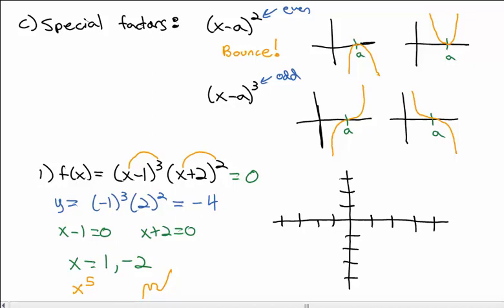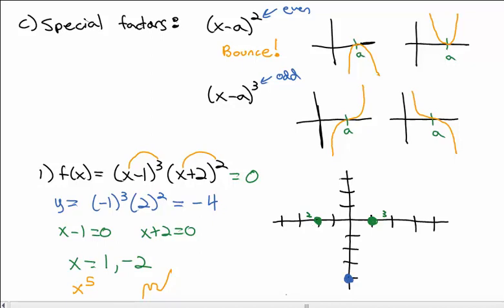Our y-intercept was at -4. Our x-intercepts were at 1 and -2. But the one at 1 was cubed, right? I'm going to put a little 3 next to it so I know it's cubed. And the one at -2 was squared. I'm going to put a 2 next to it so I know it's squared.